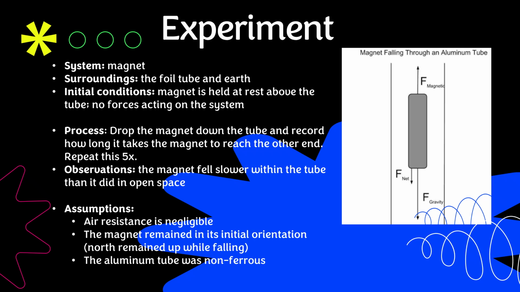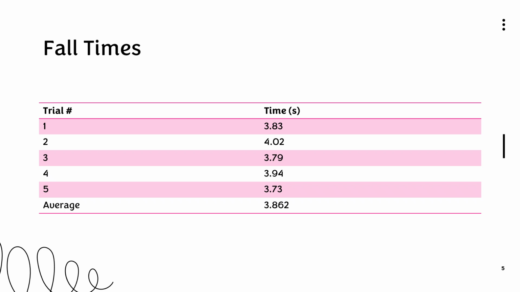And then just some of the assumptions we made. We assumed that air resistance is negligible, and that the magnet remained upright while falling, aka it remained with north facing up. We're also assuming that the aluminum tube was completely non-ferrous. And these are the fall times that I got for the 5 times I repeated this, and the average time I got was 3.862 seconds.